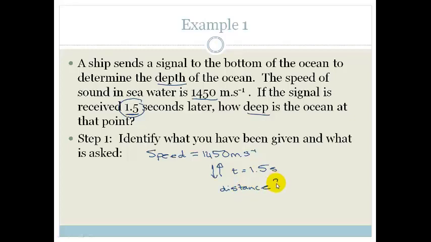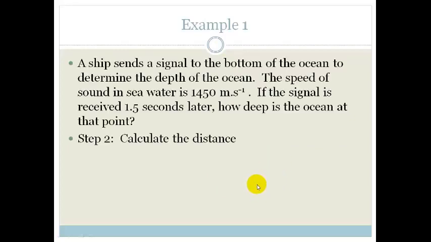Now that we've identified what we have and what we need, we can actually now calculate the distance. So we know that speed equals distance divided by time.